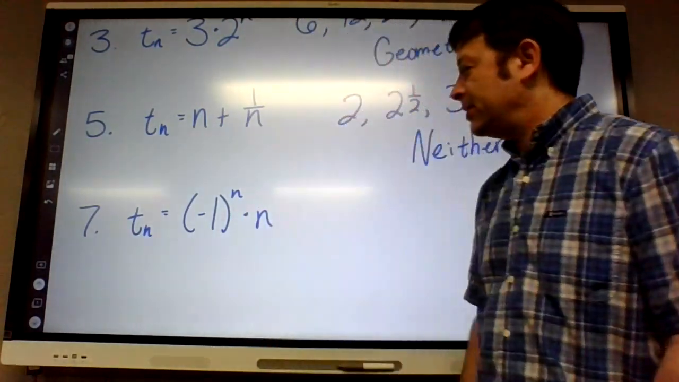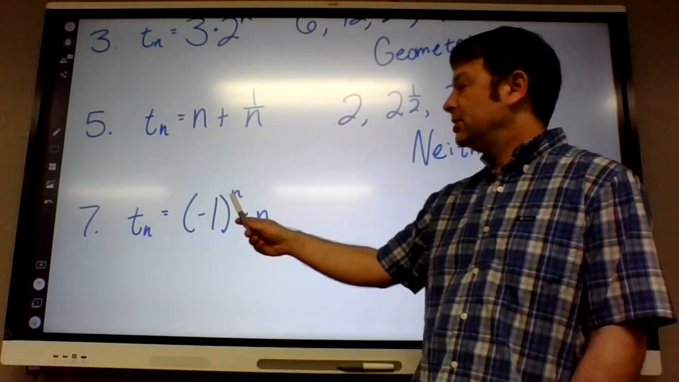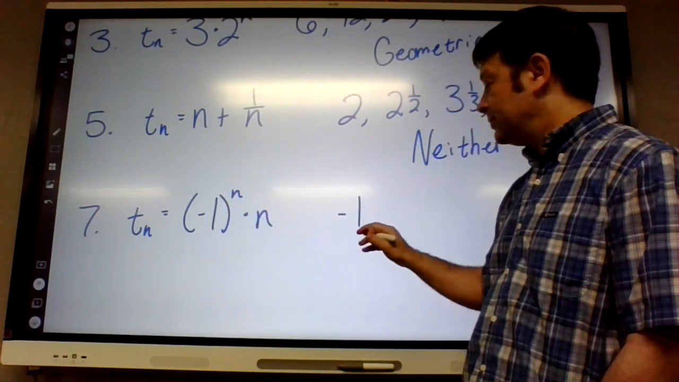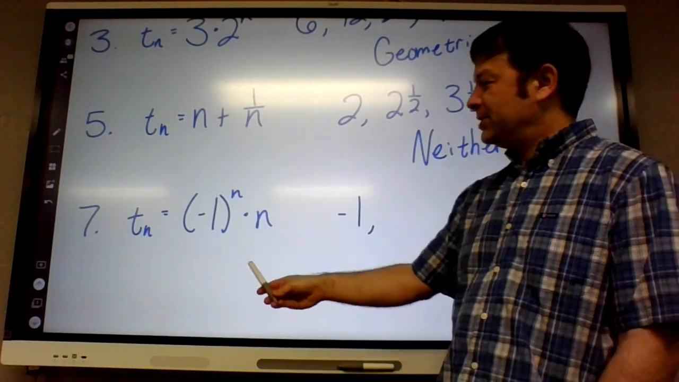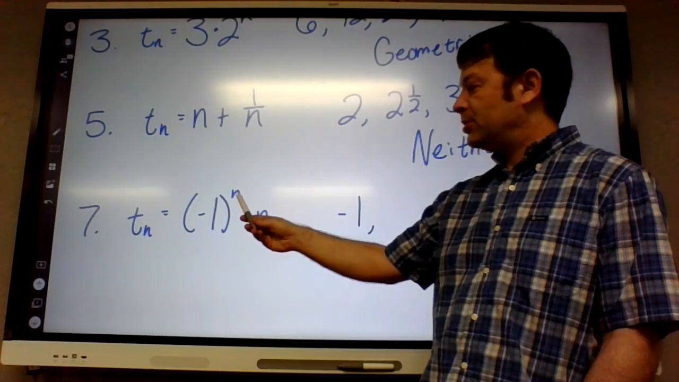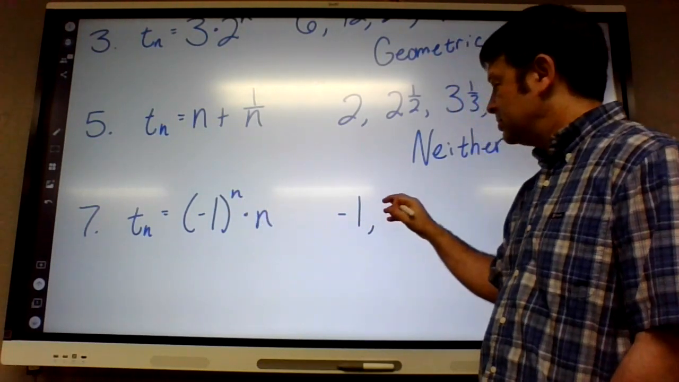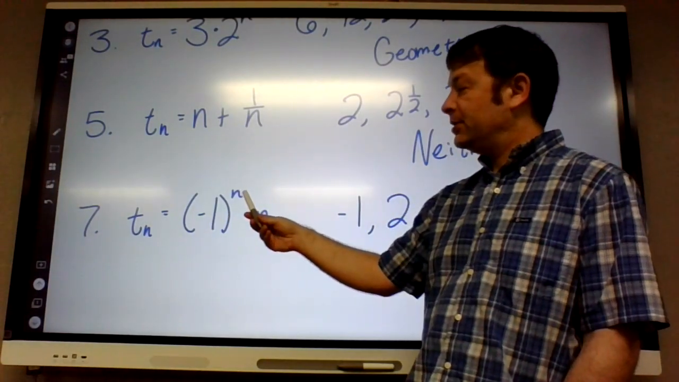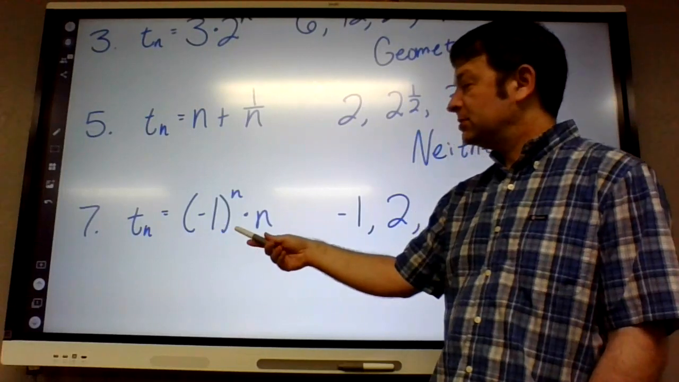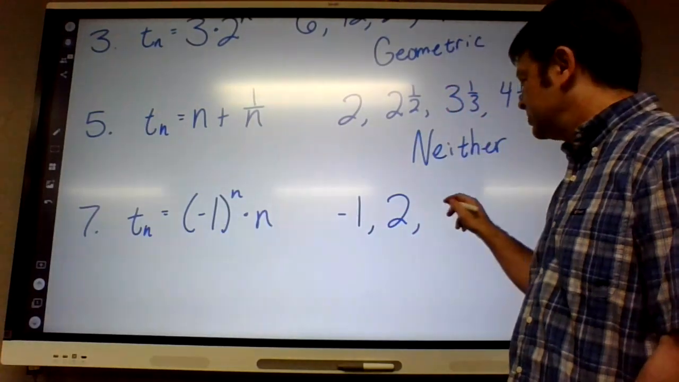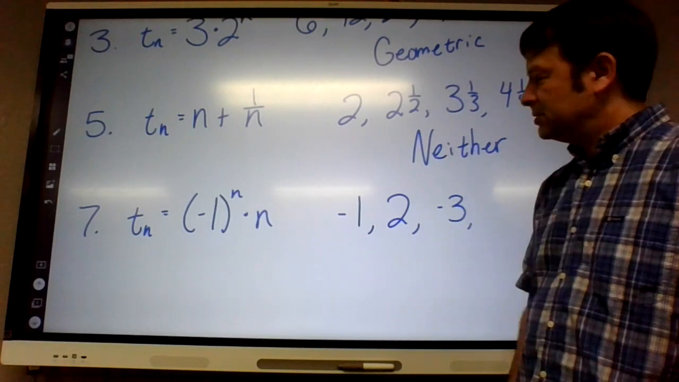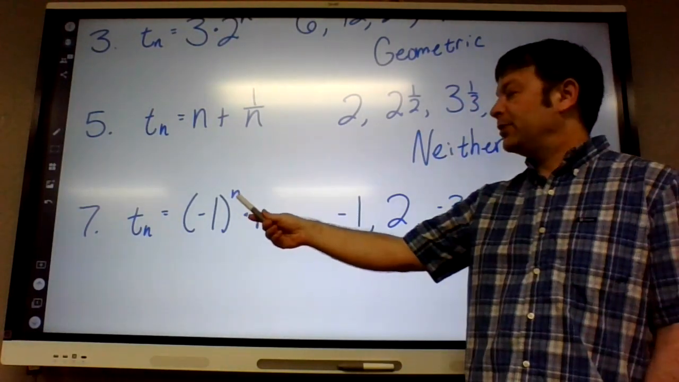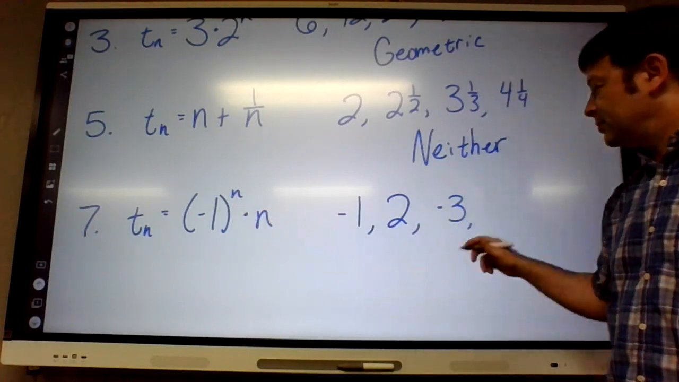All right. So if I plug in 1, negative 1 to the 1 is negative 1 times 1 is negative 1. If I plug in 2, negative 1 squared is 1 times 2. If I plug in 3, negative 1 to the third is negative 1 times 3. It's easy to see the pattern on this one. Negative 1 to the fourth is 1 times 4.